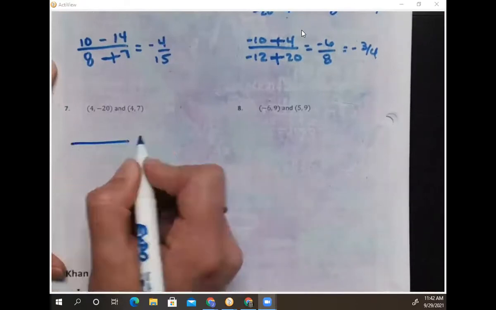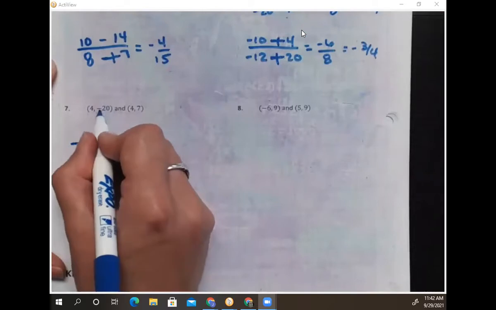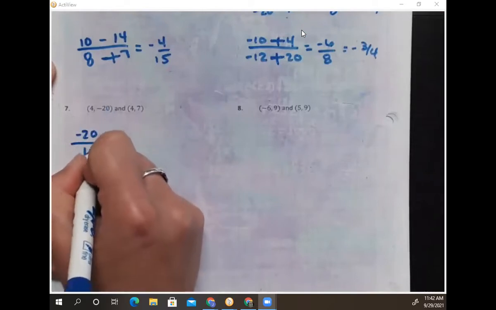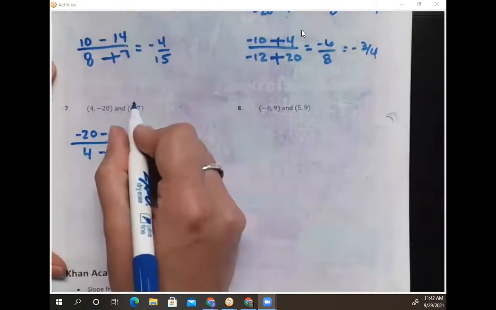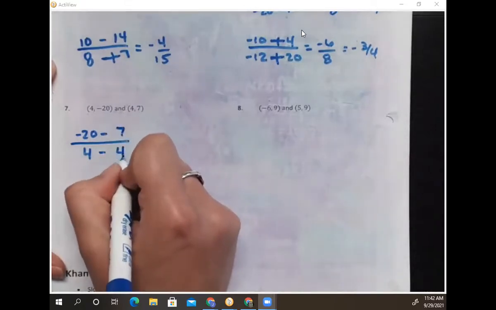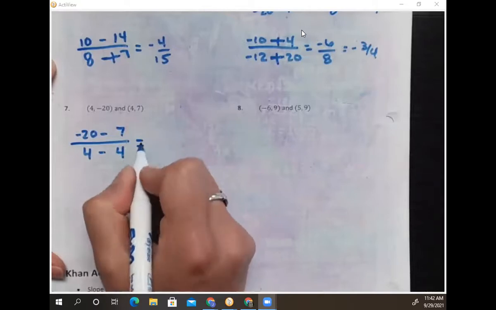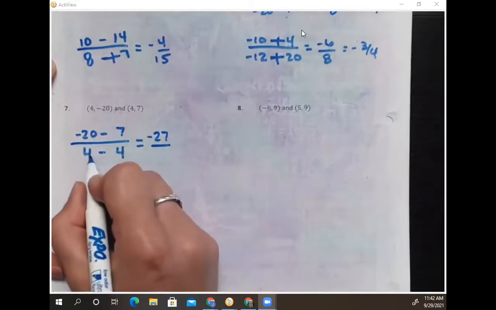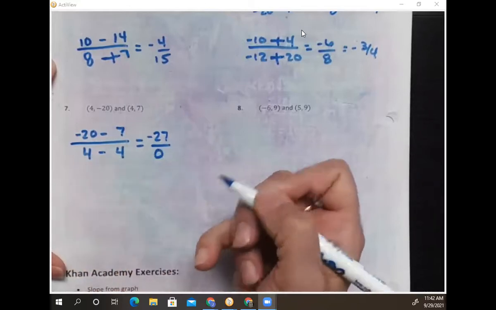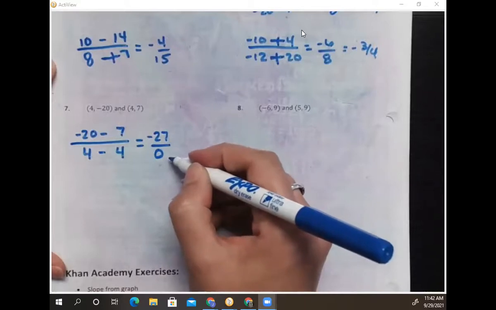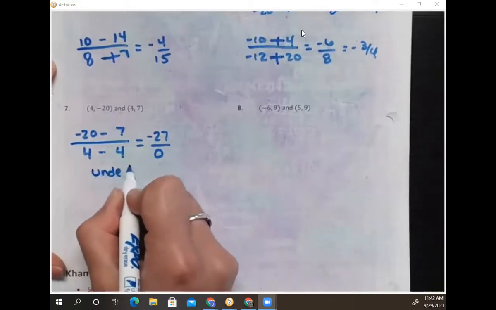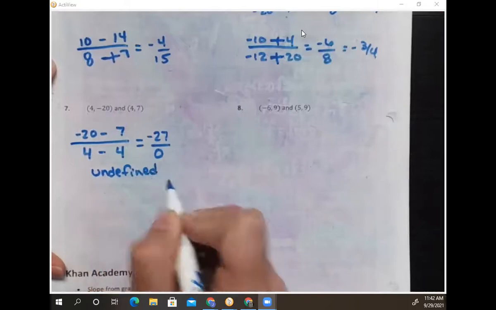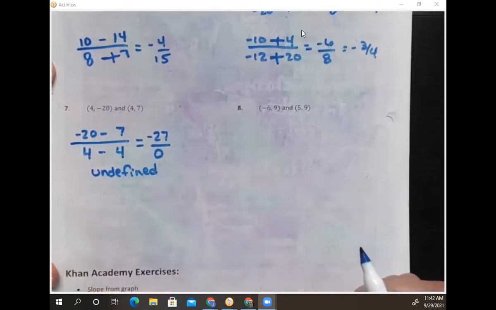Number 7, same idea. So here's my first point, y on top, x on bottom, subtract, subtract. My second point, y on top, x on bottom. Now I simplify. -20 minus 7 would be -27. 4 minus 4 would be 0. If we have 0 on the bottom, remember that's undefined. So this would be a vertical line.